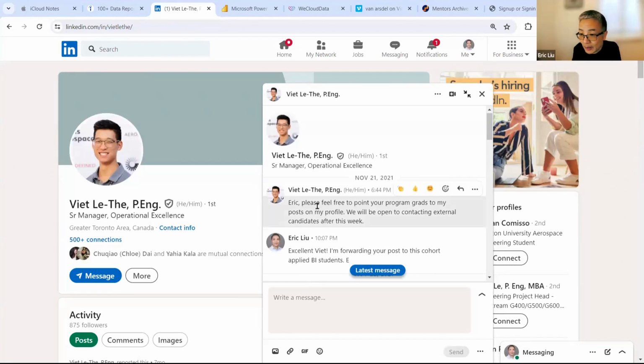As you can tell, at one point we started by email, and then we switched to messaging on LinkedIn. He asked me to wait until the job is available. This is when he said, "Eric, please feel free to point your program grads to my posts on my profile. We will be open to contacting external candidates after this week." I thought, this is just one of many referral opportunities we receive from the hiring managers we know, or even hiring managers we don't know.